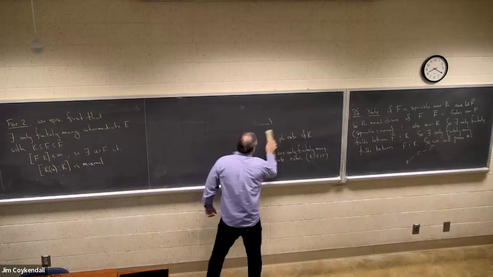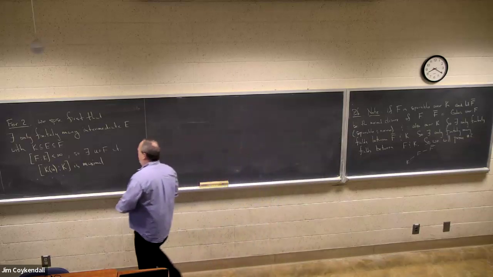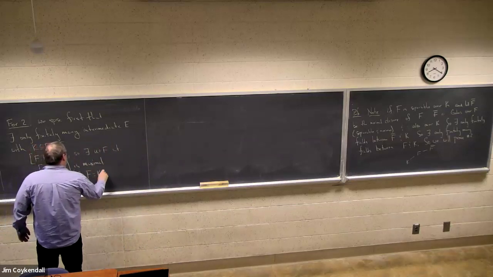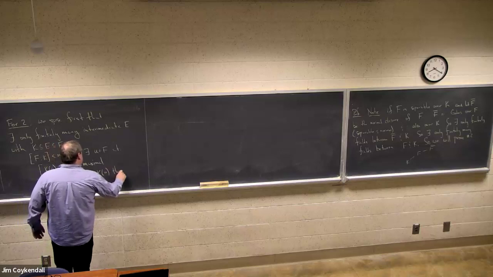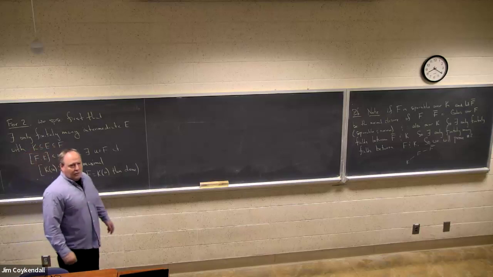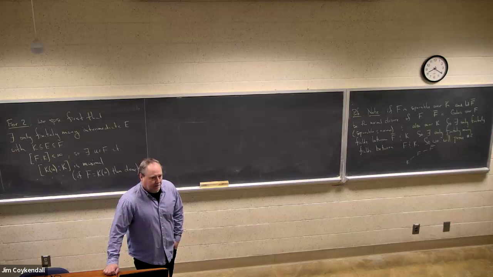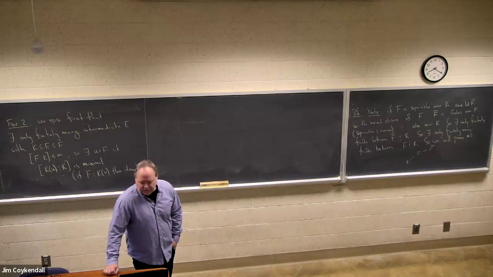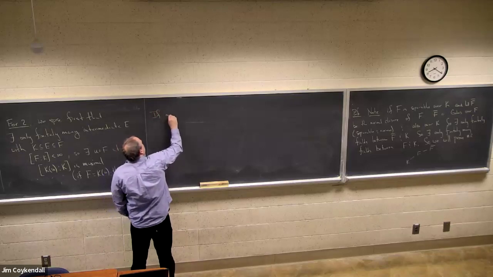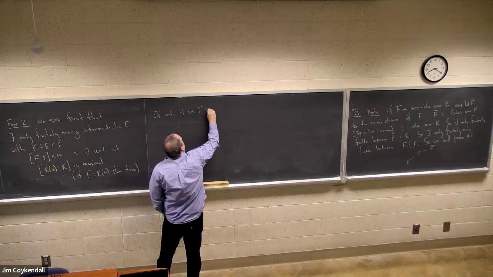And let me point out that if F actually accidentally equals K(u), then we're done. Everybody agree with that? Because then it's a simple extension. If not, there exists v that lives in F, but not in K(u).